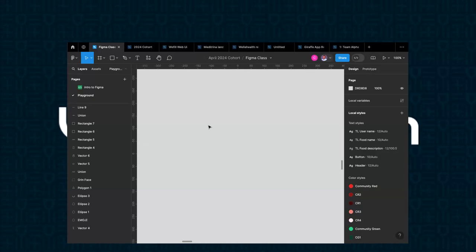But today, what we're going to learn is we're going to apply the skills that we've learned on Figma already into illustration, right? Illustration on Figma. We're going to learn how to illustrate on Figma.